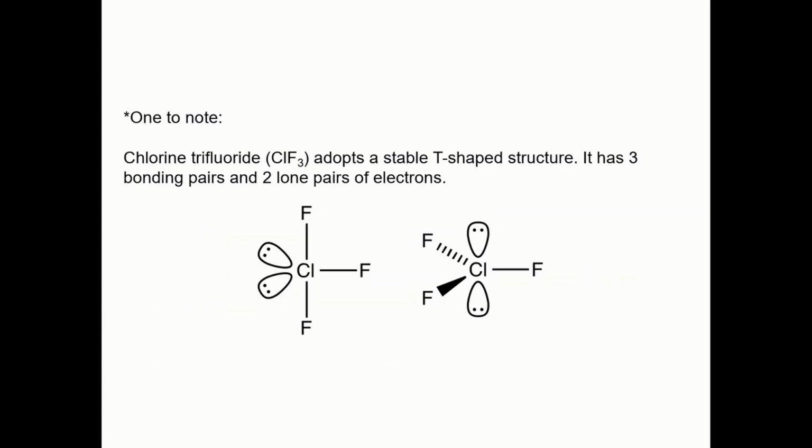And finally here, just one really quick one to note that can come up is that chlorine trifluoride will adopt this stable T-shaped structure. 3 bonding pairs and 2 lone pairs might not be quite what you expect, but it adopts this T-shape because it's incredibly stable. So just chlorine trifluoride, ClF3, not something you would maybe think about, but it's just one to point out in there.